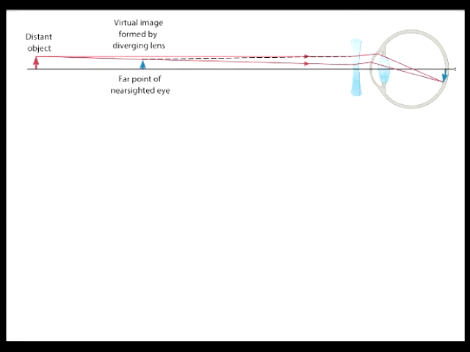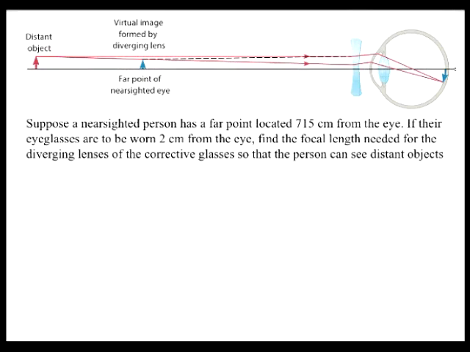Let's do a simple example that illustrates how to determine the focal length of the diverging lens that accomplishes the formation of the image of a distant object at the far point of a nearsighted eye, thereby correcting the nearsighted vision for distant objects. Suppose a nearsighted person has a far point located 715 centimeters from the eye. If their eyeglasses are to be worn 2 centimeters from the eye, find the focal length needed for the diverging lenses of the corrective glasses so that the person can see distant objects.